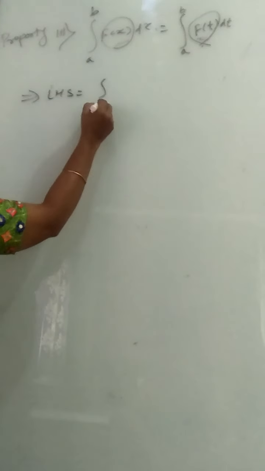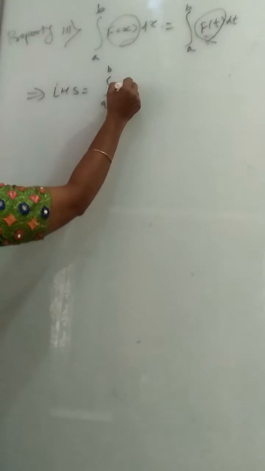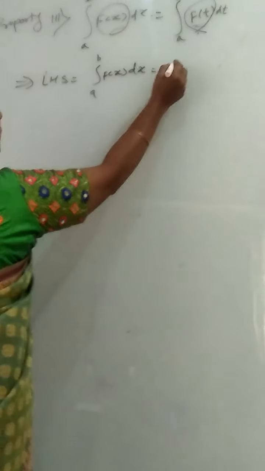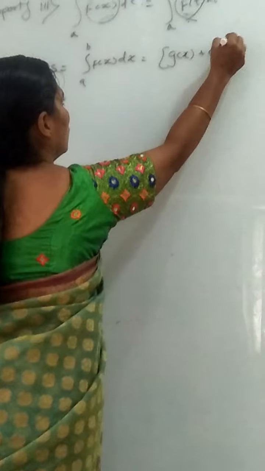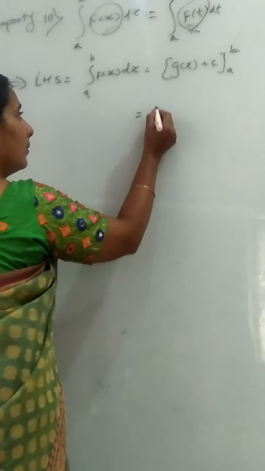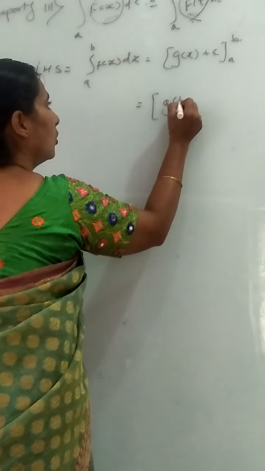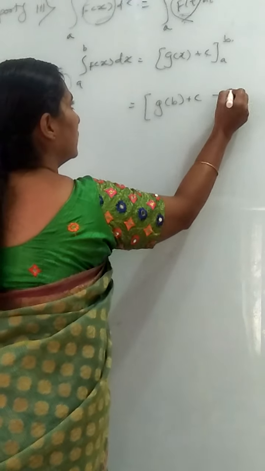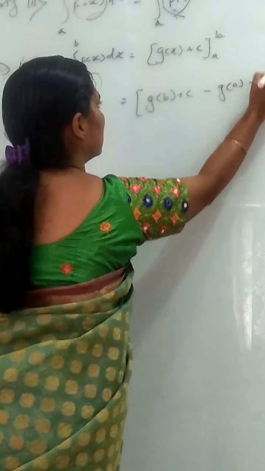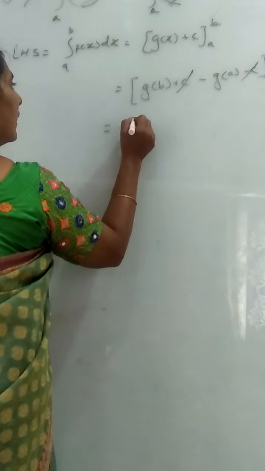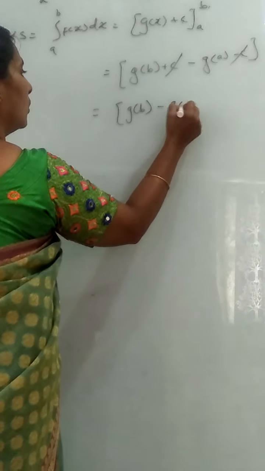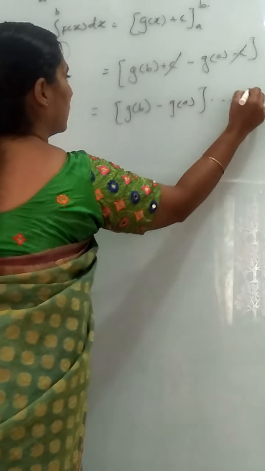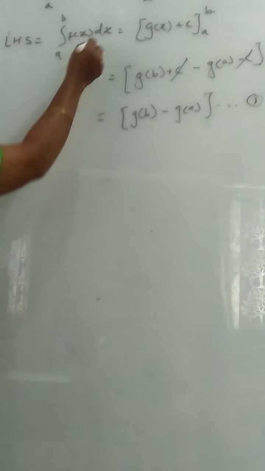LHS is the integration from a to b of f of x dx, which is equal to g of x plus c with limits a to b. Simplify this term, then our term becomes g of b plus c minus g of a minus c. Plus c minus c get cancelled, then the remaining term is g of b minus g of a, and this is equation number 1. This is the simplification of the left hand side.